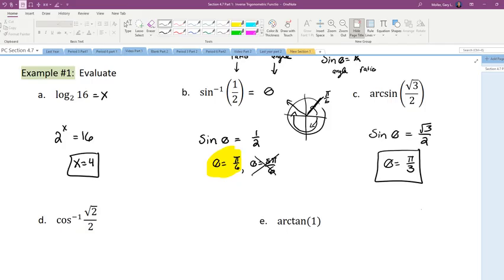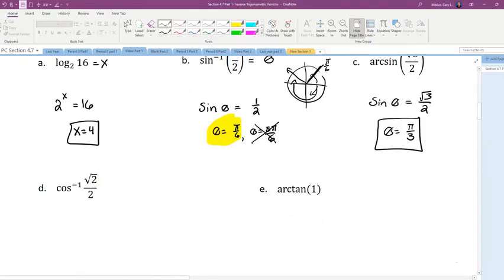Arc cosine, inverse cosine of root 2 over 2. We know this is pi over 4. And so what is the first answer? That pi over 4, in a triangle, in a circle. So we wrap around and we hit pi over 4. So there's your first one.